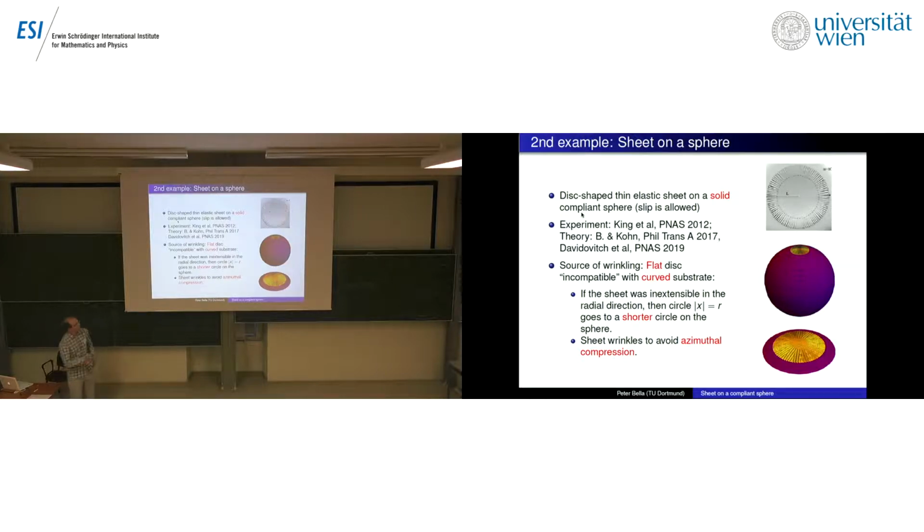So now the situation is the following: we consider again a circular thin elastic sheet, but now sitting on top of a sphere, a substrate which is curved. Now this is important. It's a little bit different from what you were saying, because in your case you were not on a substrate, but you had an intrinsic mismatch. Here it's not the case. Here the sheet is nicely flat, it likes to be flat, but now it's sitting on a substrate, and delamination is not allowed, so it really sits on it.